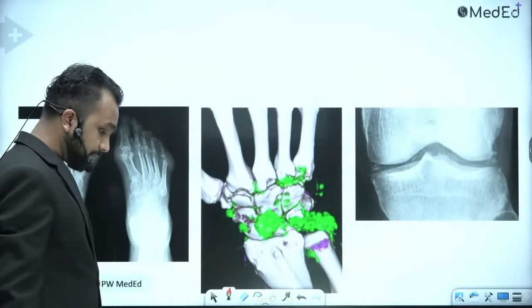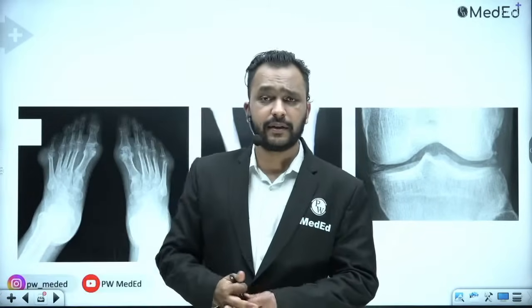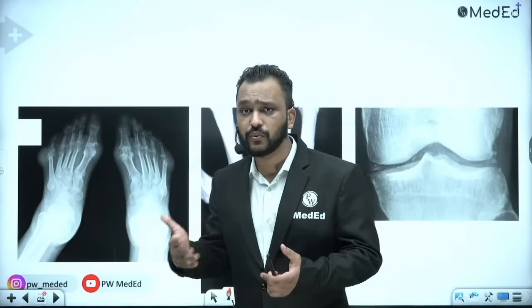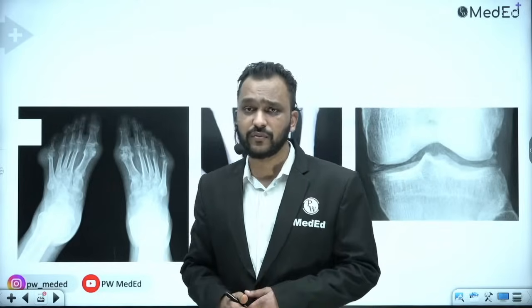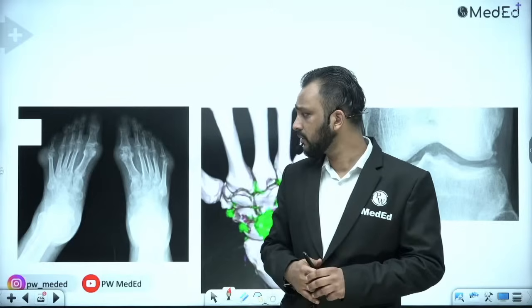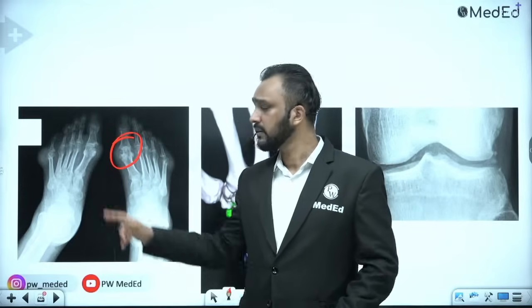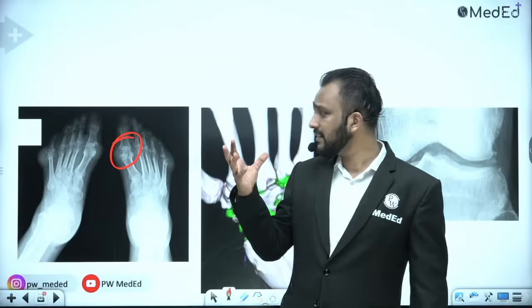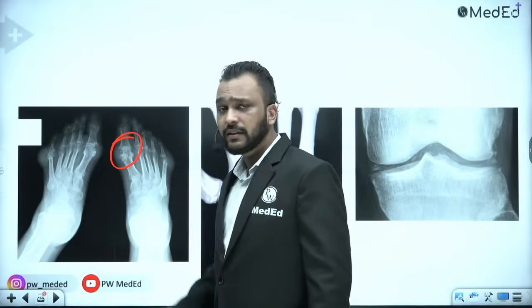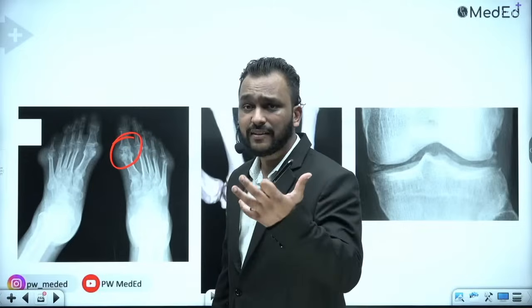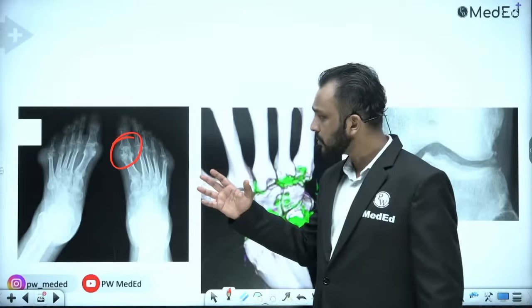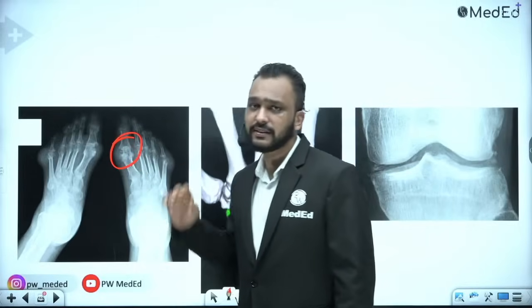Okay. Now here again a patient comes with a swollen, red first metatarsophalangeal joint. You do an X-ray for this patient. What do you find on this X-ray? On this X-ray you find that there is juxta-articular as well as marginal erosion of the first metatarsophalangeal joint. Okay.